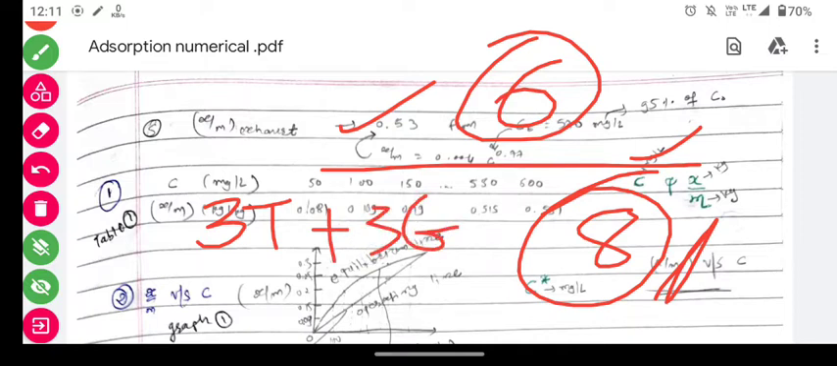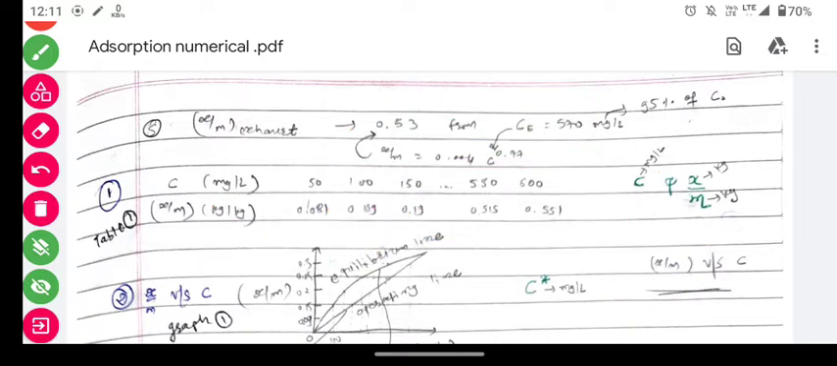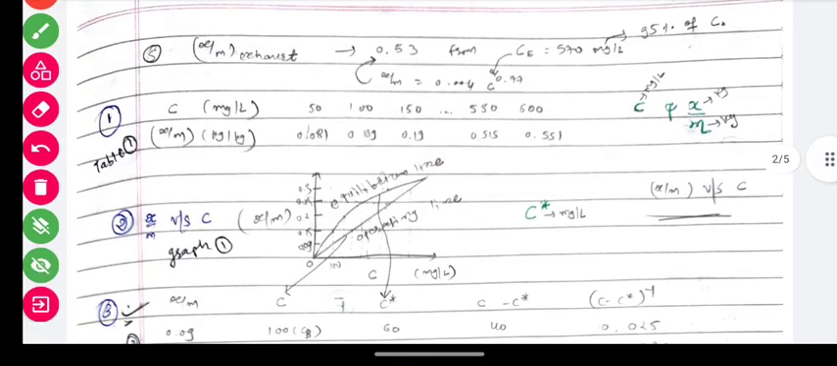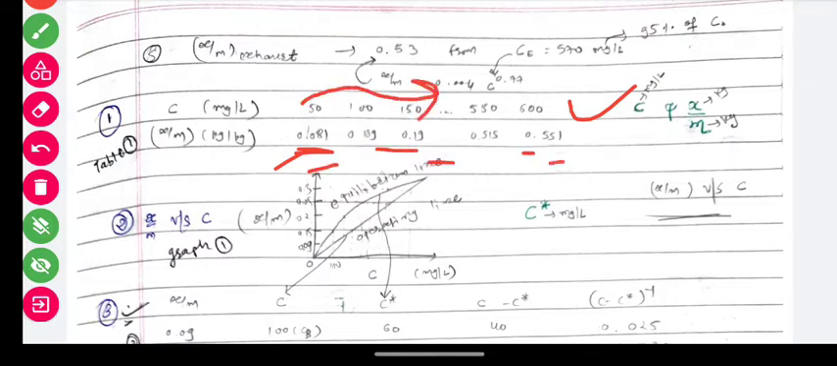Okay, so how will you proceed? The first 2 steps are table 1, graph 1. This is table 1. This is the assumption. Okay, how will you get this? You just put this c value into this equation, and you will get all these x by m values.